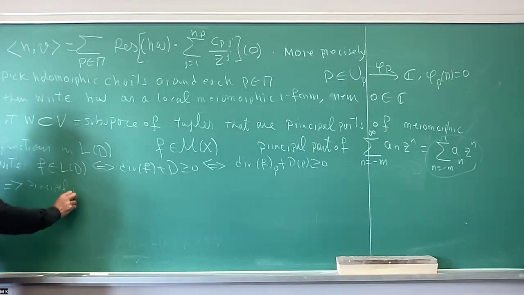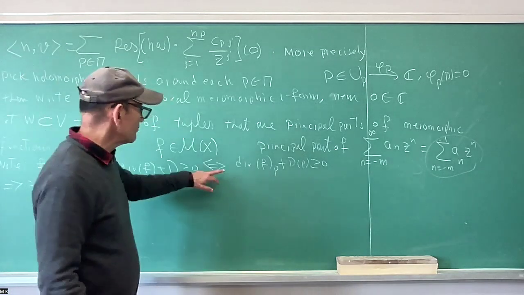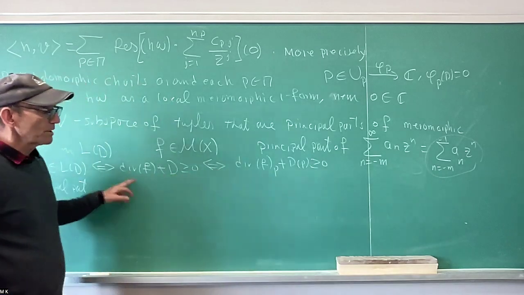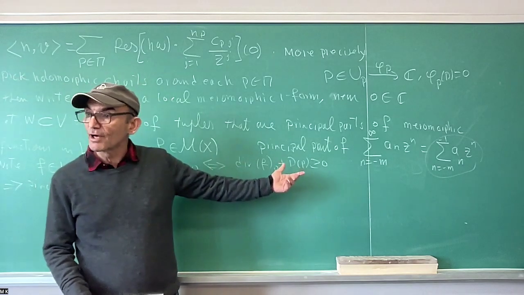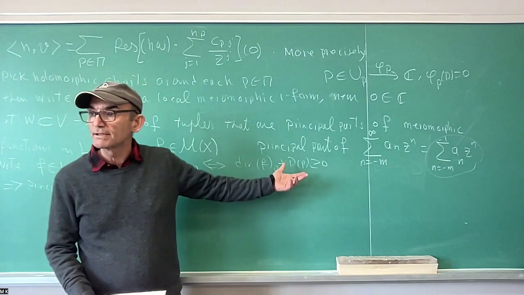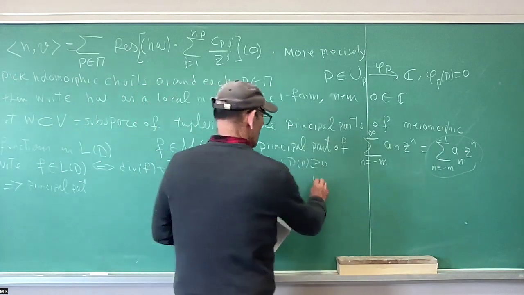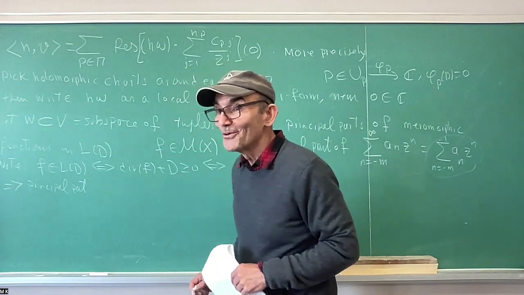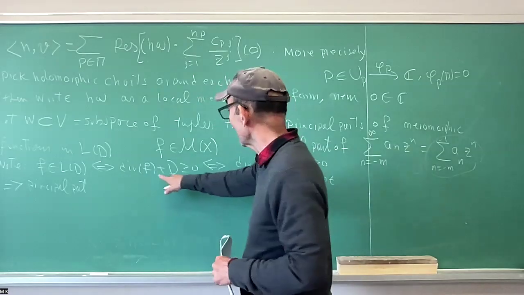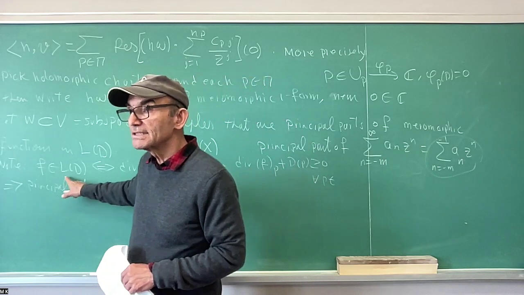Sorry, what's the divisor of f at p? Isn't it just the divisor of f? No, you see, the divisor of f is here, but this inequality means that at all points p this has to be non-negative. That's the definition of a non-negative divisor. It can be negative at some points? No. This is the definition of L of D.